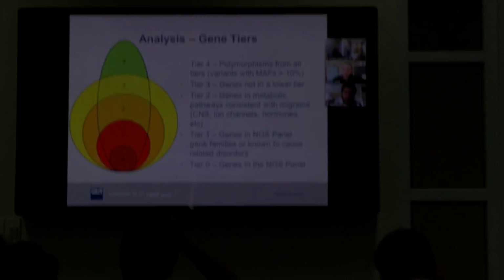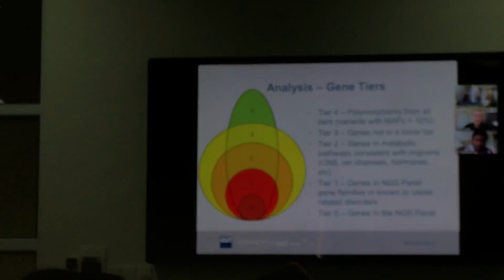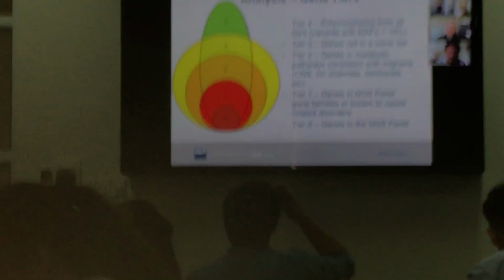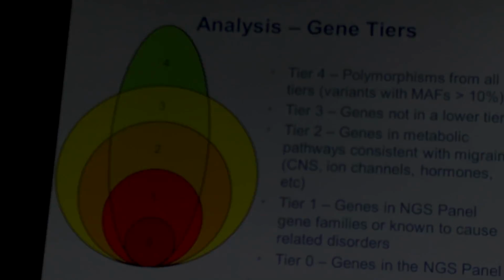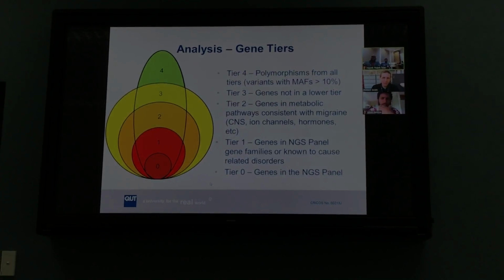So things that are nervous system, ion channels, hormone regulators, and things like that. The third tier is all genes that are simply not in a lower tier. And the fourth tier are polymorphisms from all of these tiers. Those are variants that have minor allele frequencies above 10%. We separate them out, put them in their own tier. Those are generally more interesting from a research perspective rather than from a disease diagnostic perspective. It's unlikely they're going to cause any problems.